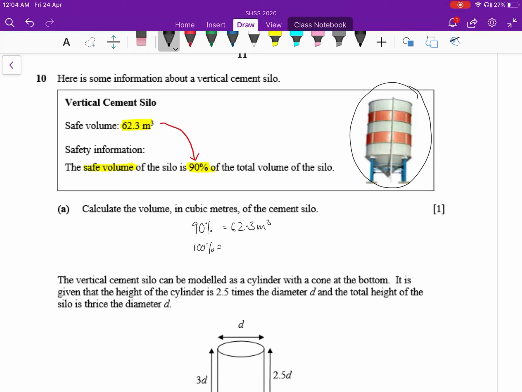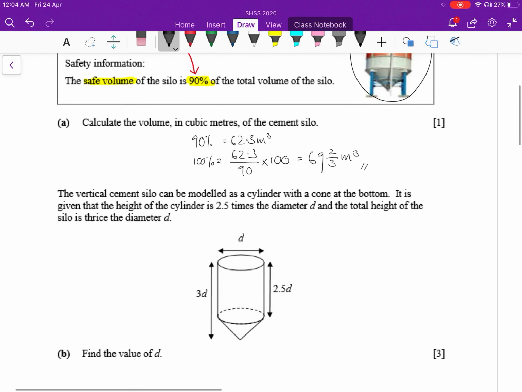To find 100%, all you need to do is take 62.3 divided by 90 to find 1%, and then times 100. So it's just 62.3 over 90 times 100, and you must write it as a fraction because it's more accurate: 69 2/3 meters cubed. Okay, that's the entire volume of the cement silo.